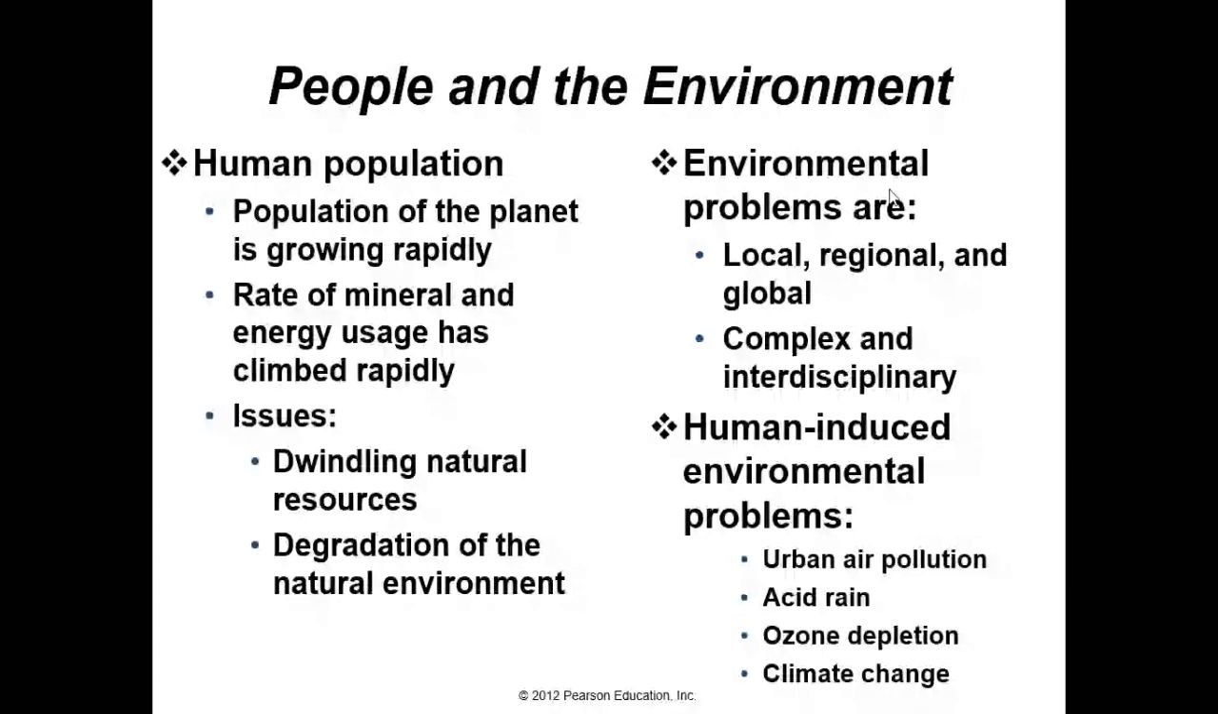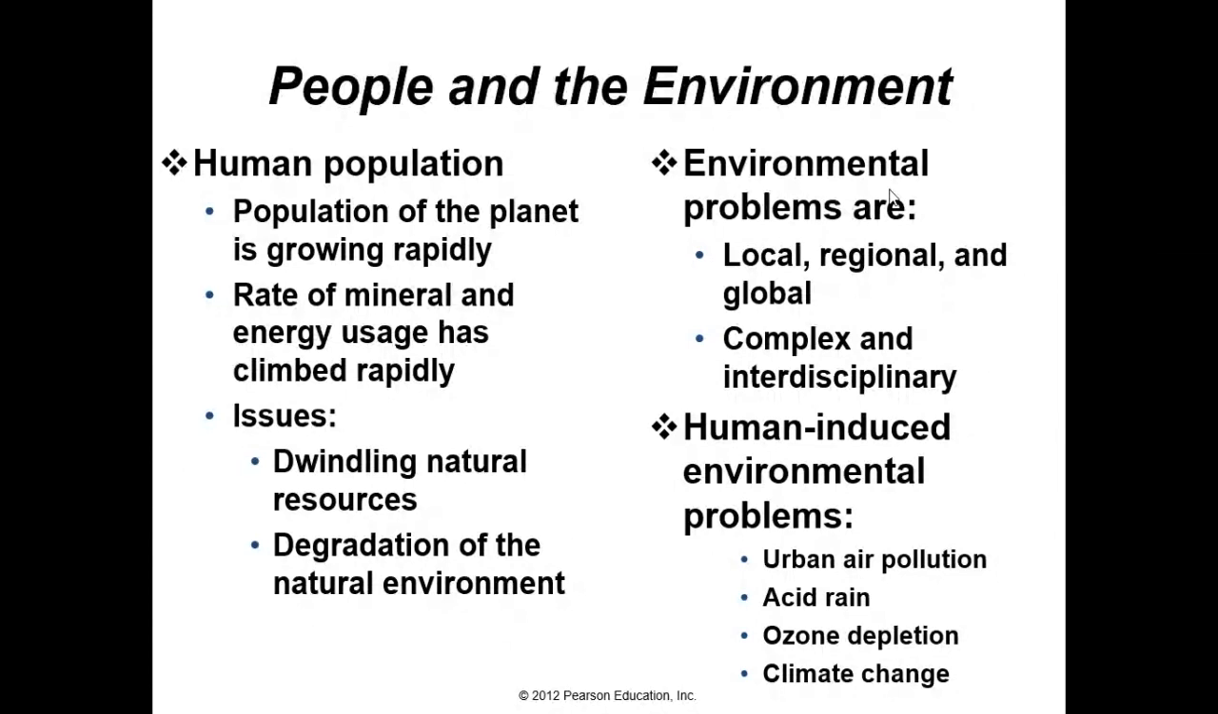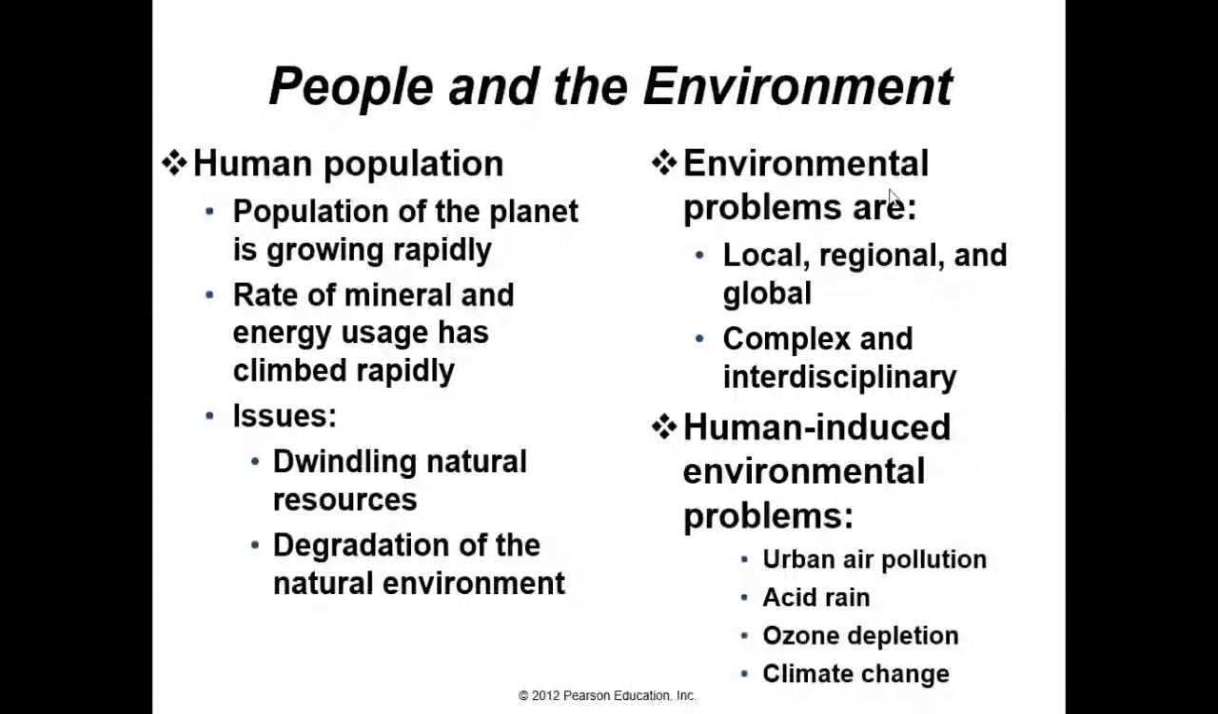So what are some of the human-induced environmental problems? Well, you're probably familiar with these already. Urban air pollution, of course, driven a lot by internal combustion vehicles. Acid rain, driven a lot by the burning of coal for power plants to produce electricity. Ozone depletion, actually not as big a deal as it used to be. We'll talk more about that in chapter 20.